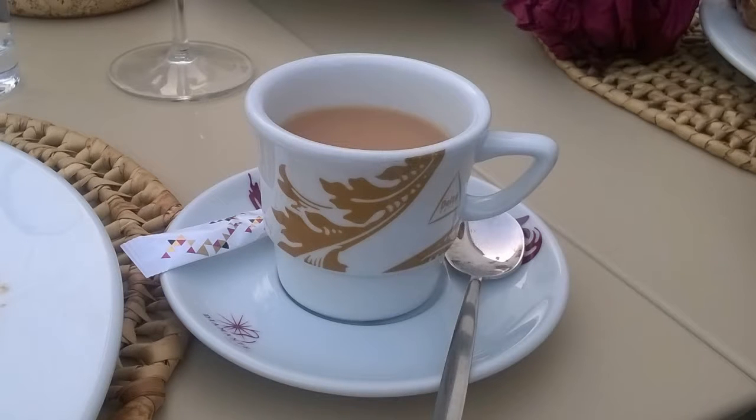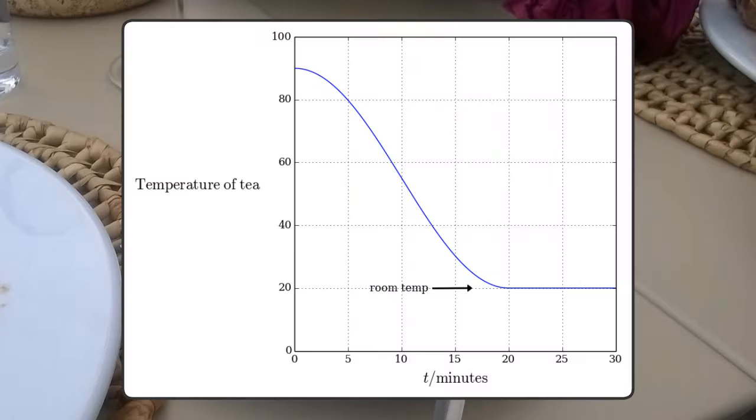Suppose you've just made yourself a hot mug of tea. If you forget about it for half an hour, it will cool to room temperature. This is an example of equilibration. More generally, whenever something reaches a steady state and stays close to it afterwards, we say it has equilibrated.